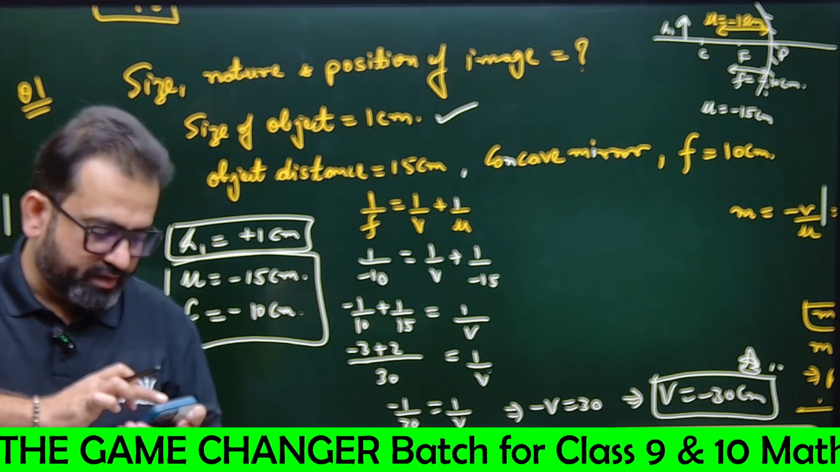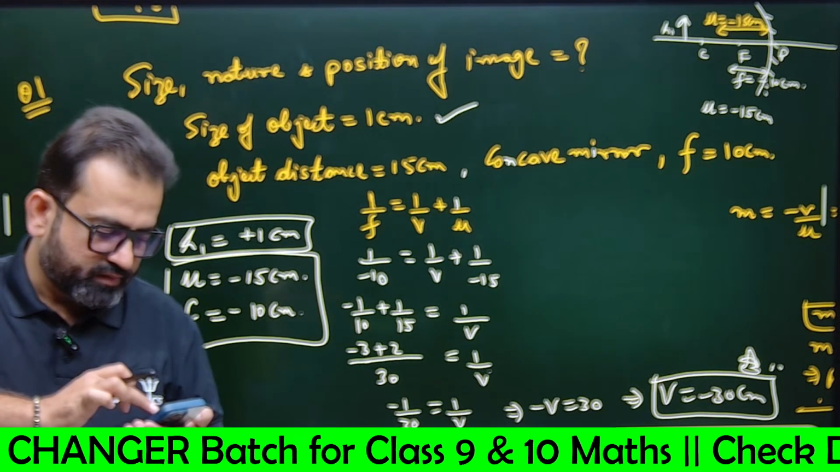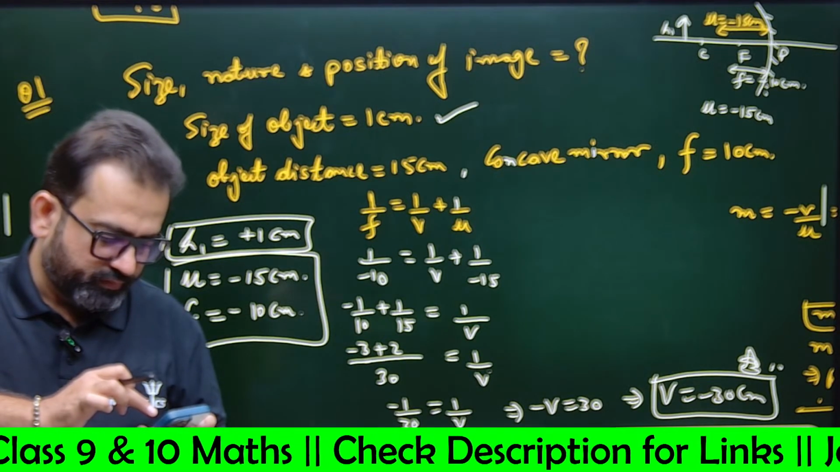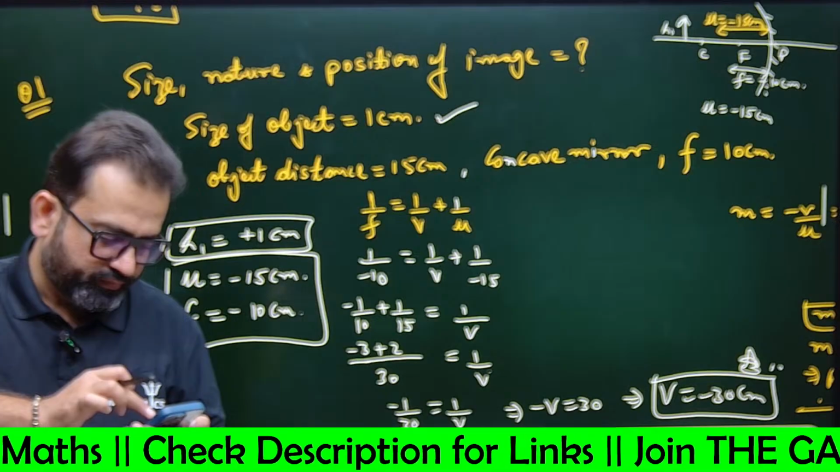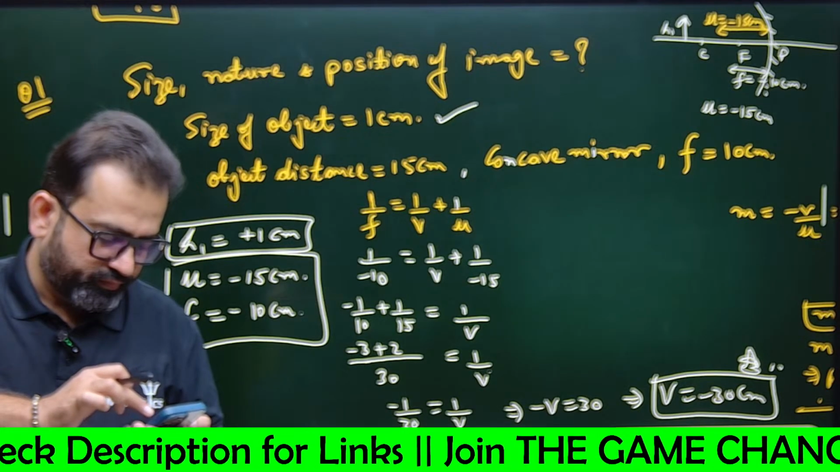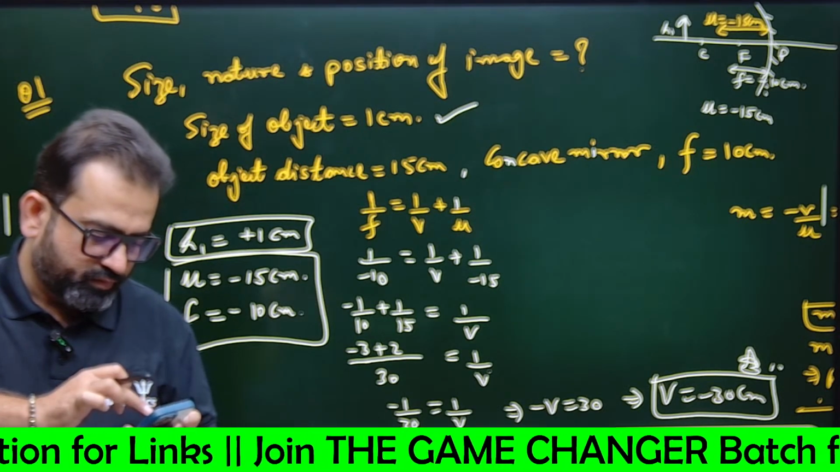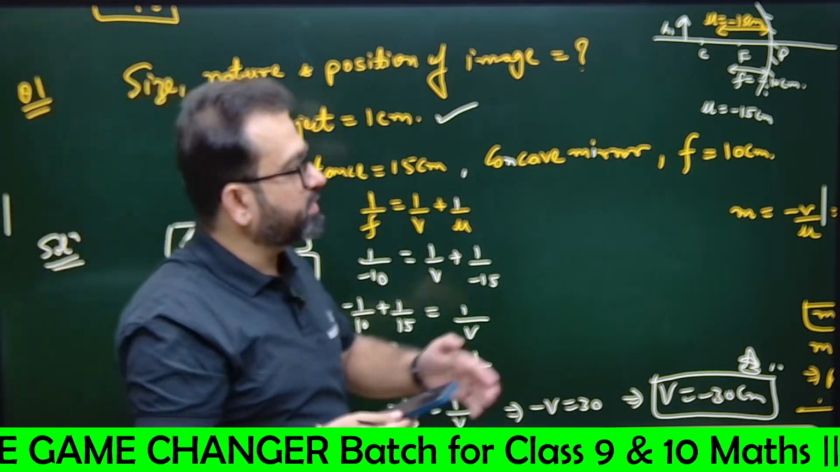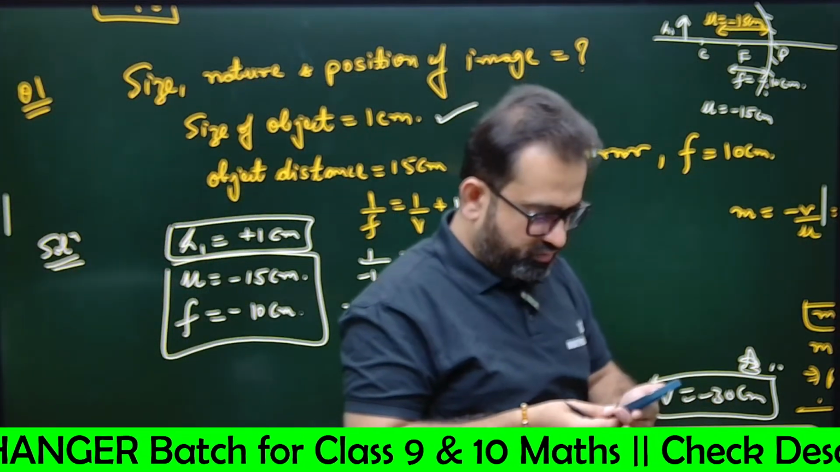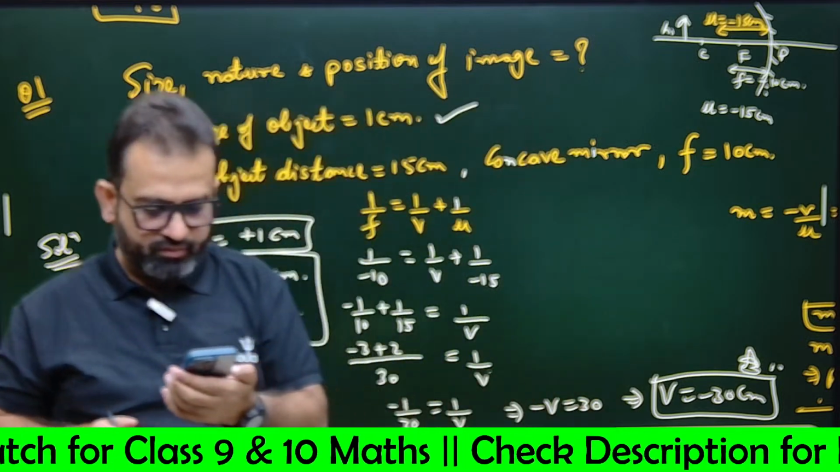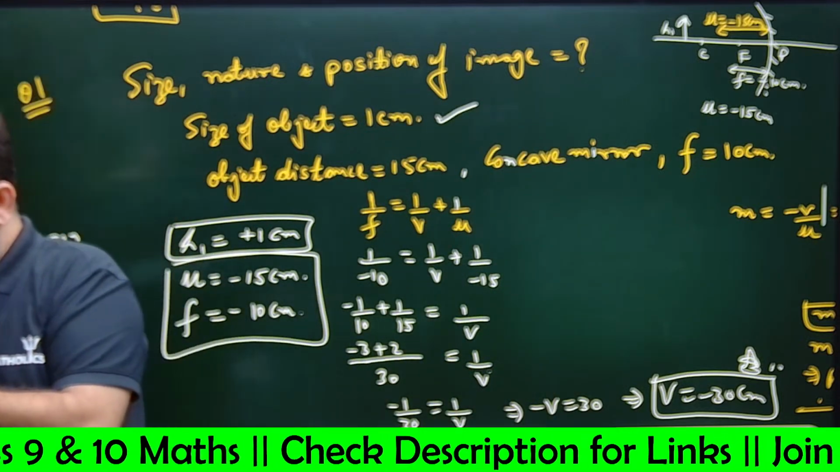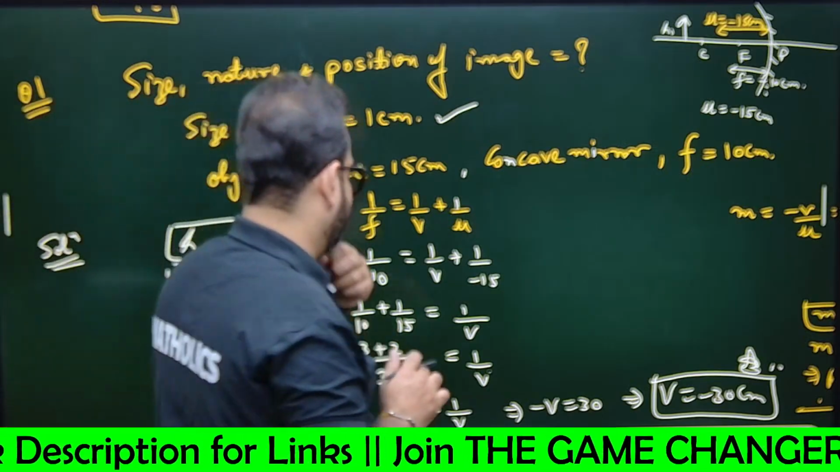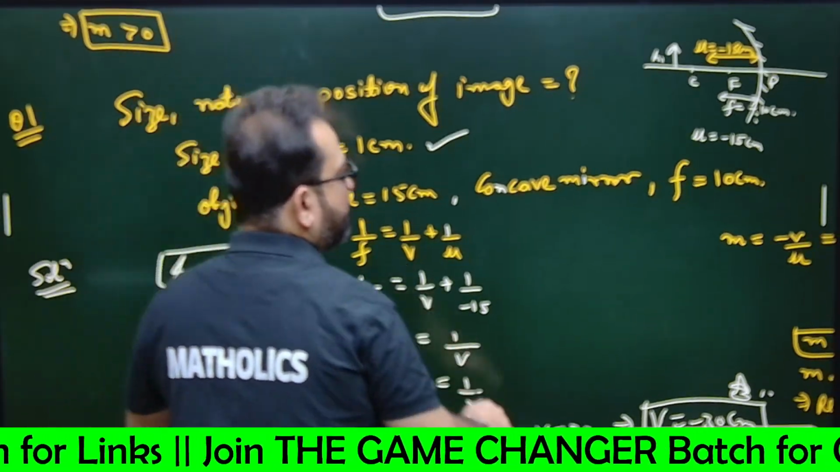Focal length is negative, yes. So everyone comfortable? Focal length is negative. Why negative? Because F is on the left side of the concave mirror. Yes or no? F is on the left side of the concave mirror. Right. Fine. See, if this is the diagram, concave mirror.